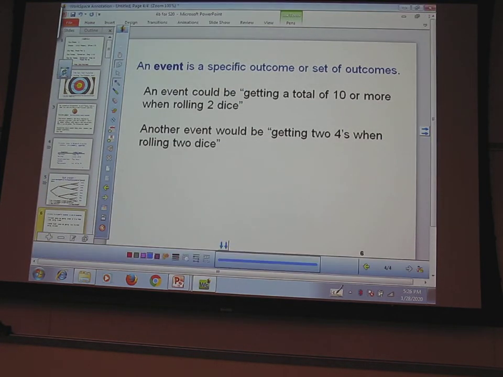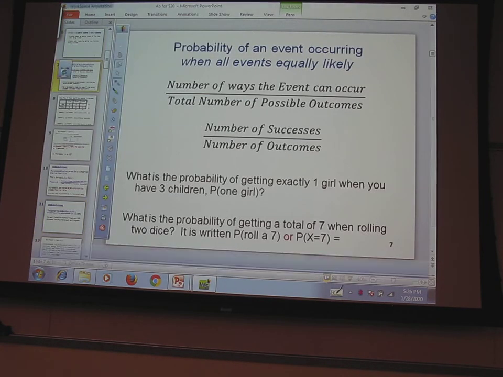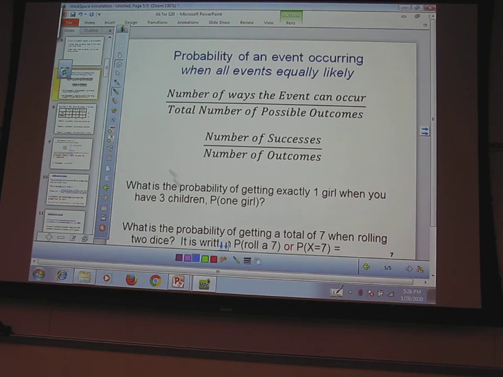Ivana, go ahead. An event is a specific outcome instead of outcomes. An event could be getting 10 out of 10 or getting only 2 points. Another event would be getting 2 4s when rolling 2 dice. Probability of an event occurring when all events are equally likely. Remember, not all events are equally likely.